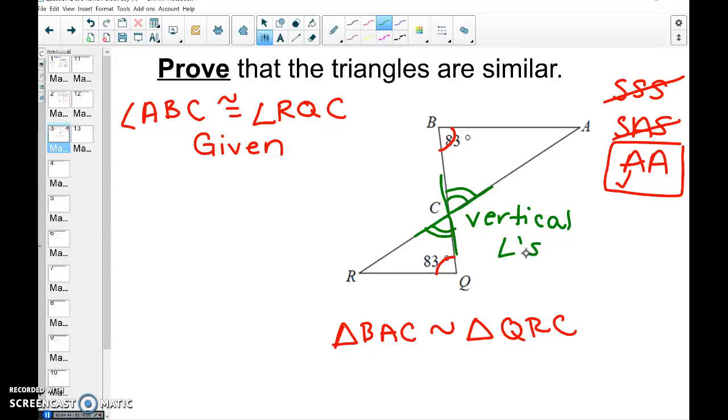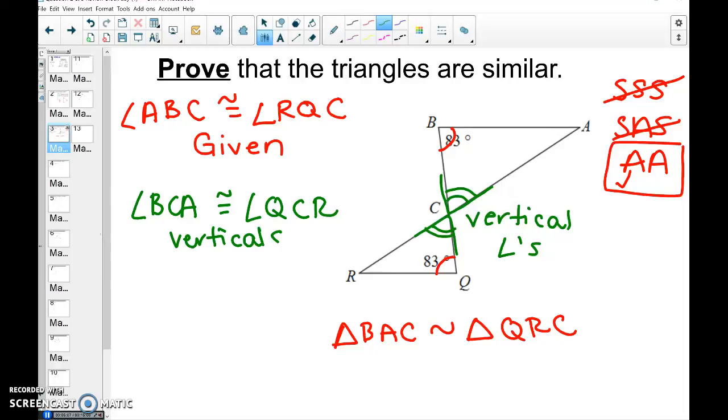Okay, so vertical angles are always congruent. They make that shape that we've got right here that looks kind of like a bow tie. Now you do have to either mark the picture like I did or write it out kind of like up here. So I could say angle BCA is congruent to angle QCR by vertical angles.